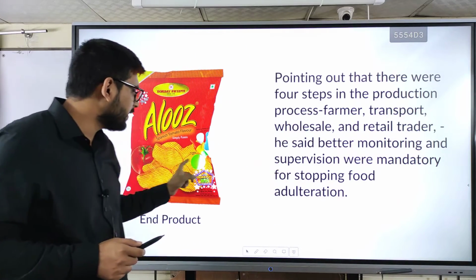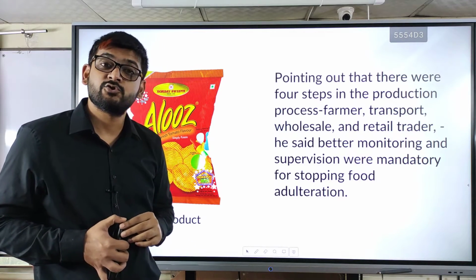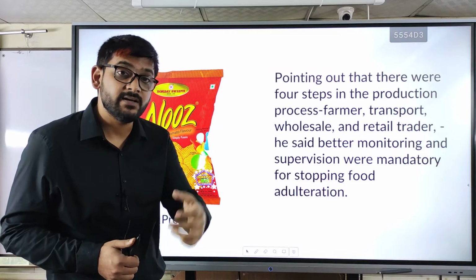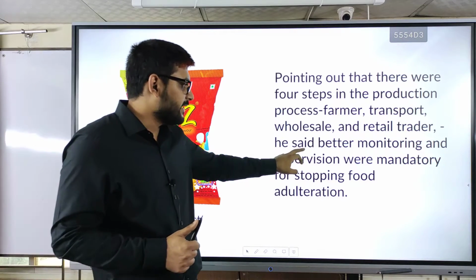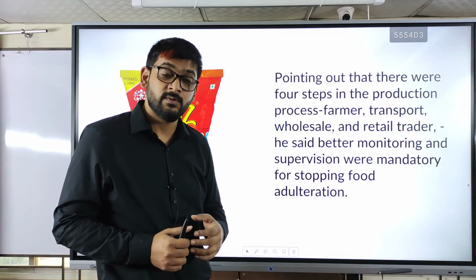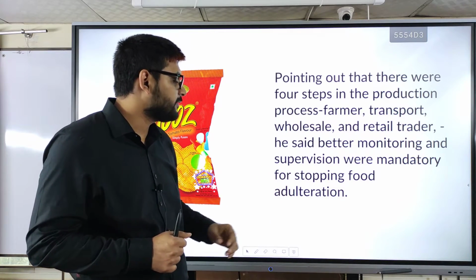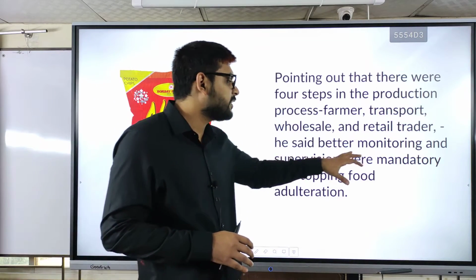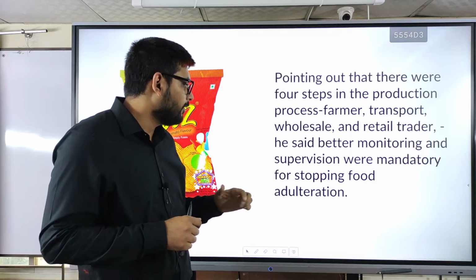So in the previous slide, when the former Director General said that the issue should be addressed at the root level, here addressed means to identify. The issue should be identified at the root level, where the issue is happening. He said better monitoring and supervision were mandatory, compulsory, something you must do, for stopping food adulteration. To stop these different types of food adulteration, we have to monitor everything. We have to look over everything, and we have to supervise everything more wisely.